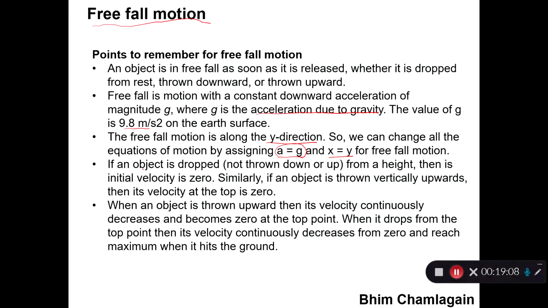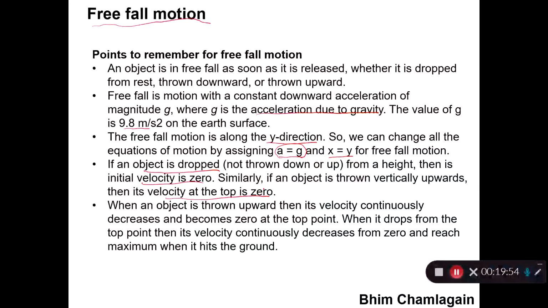Now the next thing is, if an object is dropped, not thrown, from a height, then its initial velocity is 0, because you just release it. It's at rest, so its initial velocity is 0. Similarly, if an object is thrown vertically upward, then its final velocity is 0. That means the velocity at the top point is 0. So you can easily conclude the velocity of an object at the highest point is 0, whether you drop it or throw it up.